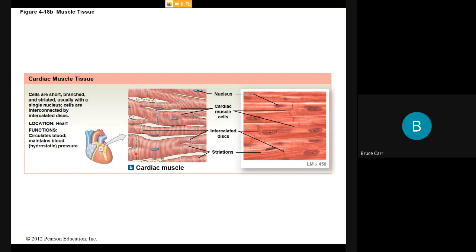In addition to being shorter and branched, in fact, often these cells have only a single nucleus. They have these special intercalated discs that show up here. You see these dark lines where the cells join to one another, and that strengthens the connection through increased surface area and also speeds the conduction of nervous impulses from the pacemaker, so that when we contract our atria, all the cells start that contraction together.